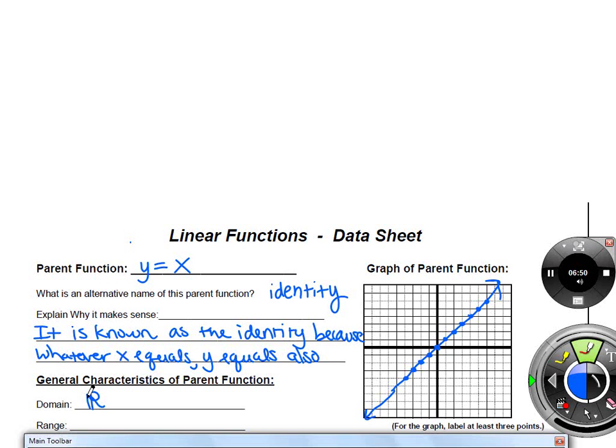So again, because there's no place where the graph stops or has a hole vertically, that means the same thing it meant for x. You could pick any y value, and there's a place on the graph where there's a point that has that y value. So that means you have every y value covered. None are skipped or not included. So our range is all real numbers.